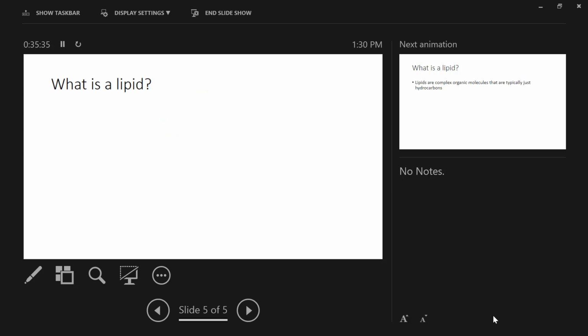Our last question that we're going to deal with. What is a lipid? So lipids are complex organic molecules typically made up of just hydrocarbons.